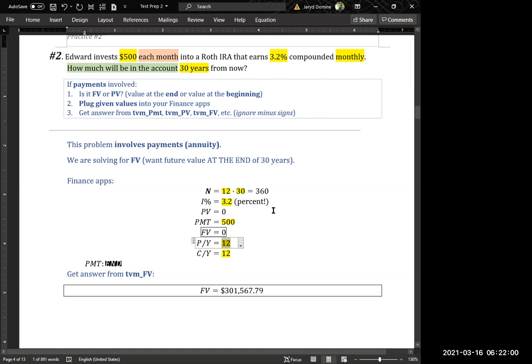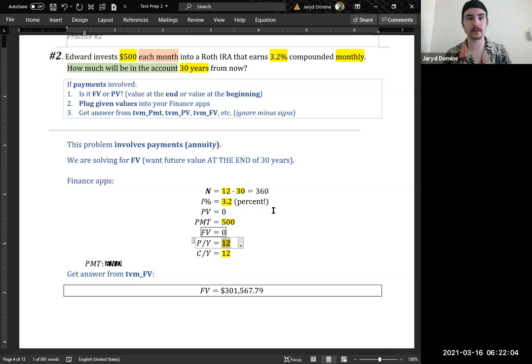So if it were happening quarterly, you would put 4. Yes, exactly. And I guess if it were yearly compounding, you just put 1. Okay, so give me a second. Let me solve for PV, PMT, or FV. So just ignore the minus sign once you get the number.